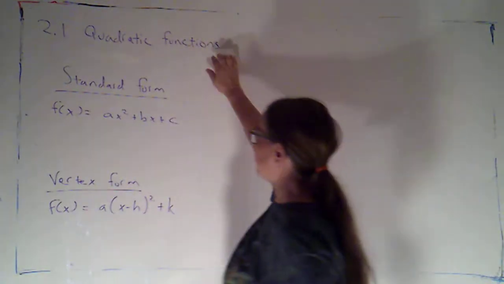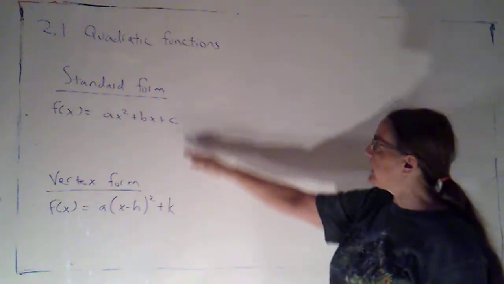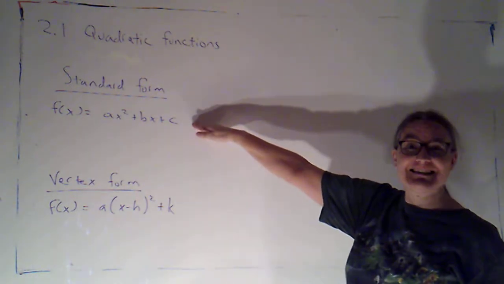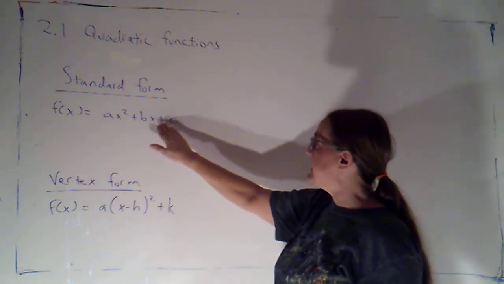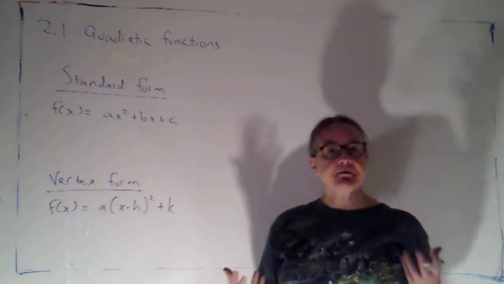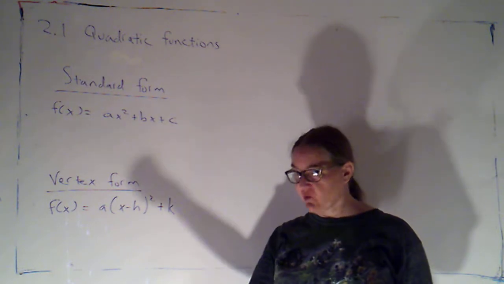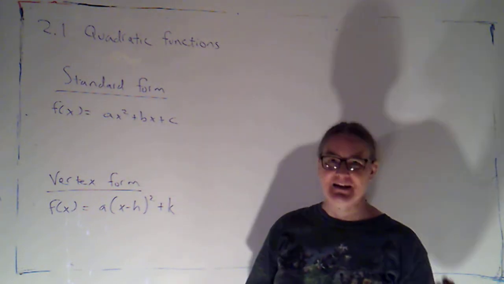Section 2.1 deals with quadratic functions. These are functions that look like this if they're written in standard form. F of x equals ax squared plus bx plus c. So I've got three potential types of terms. I can have some x squareds, some x's, and a number.